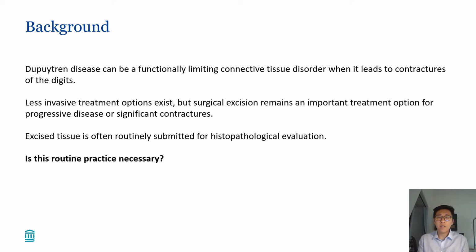Dupuytren disease can be a functionally limiting connective tissue disorder when it leads to contractures of the digits. Less invasive treatment options do exist, but surgical excision remains an important treatment option for progressive disease or significant contractures. Excised tissue is often routinely submitted for histopathological evaluation, and the question remains, is this routine practice necessary?